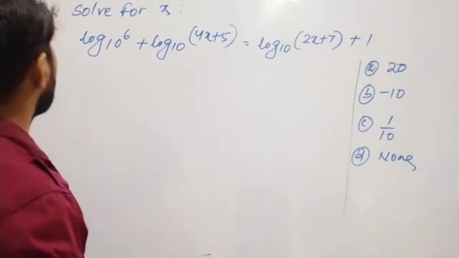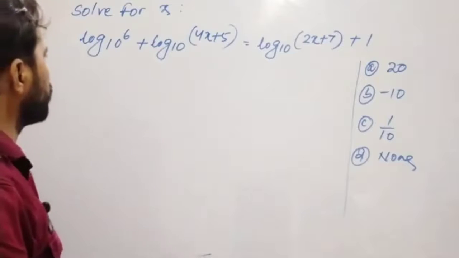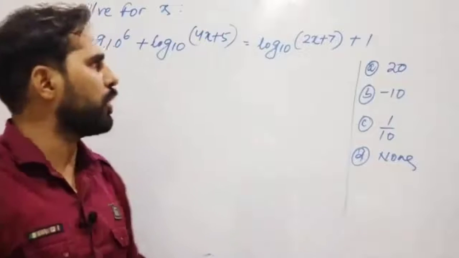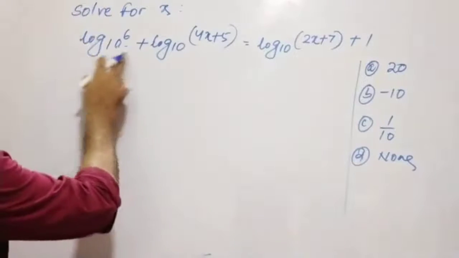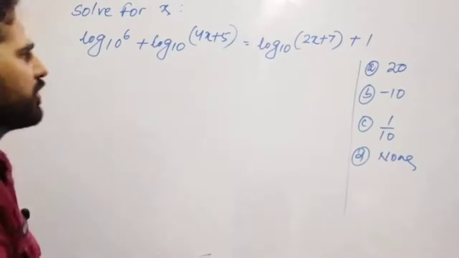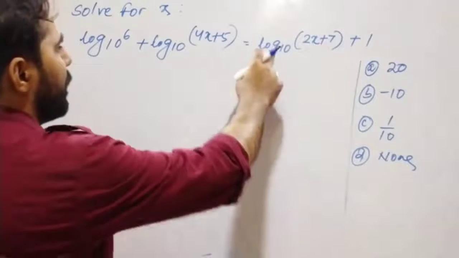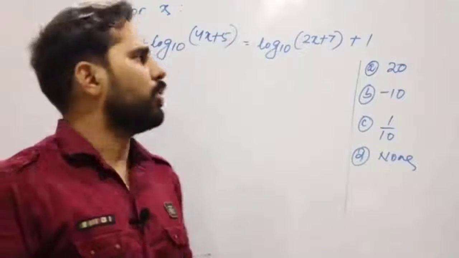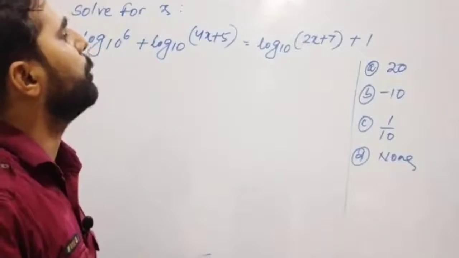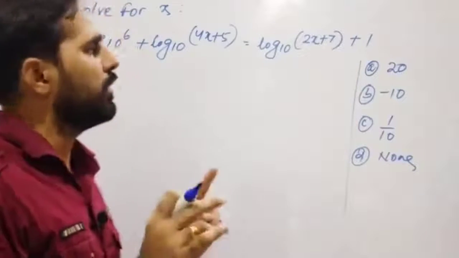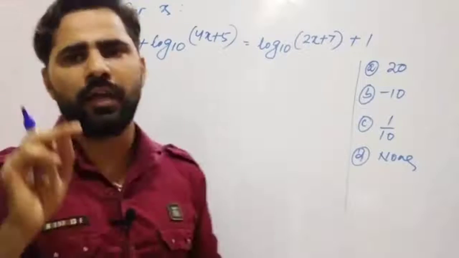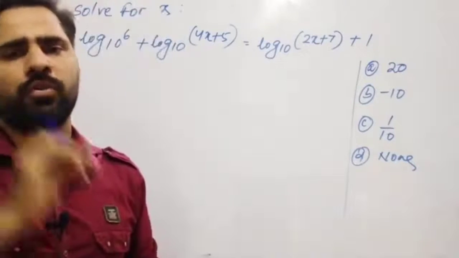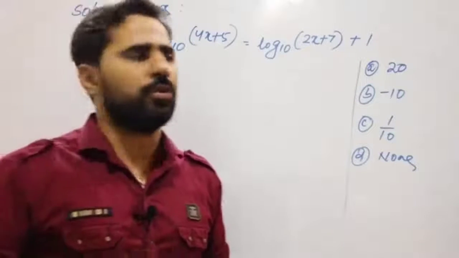Look here, another question is given. Solve for x: log 6 to the base 10 plus log (4x plus 5) to the base 10 is equal to log (2x plus 7) to the base 10 plus 1. Look here, in the first and second term base 10 is given, and on the other side the first term has base 10, and in the second term the base is not given. As I know that if the log base and the number are the same, then the value is 1. That means log a to the base a is equal to 1. Log 10 to the base 10 is equal to 1. Log b to the base b is equal to 1.